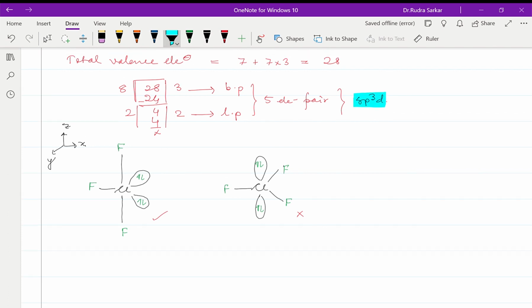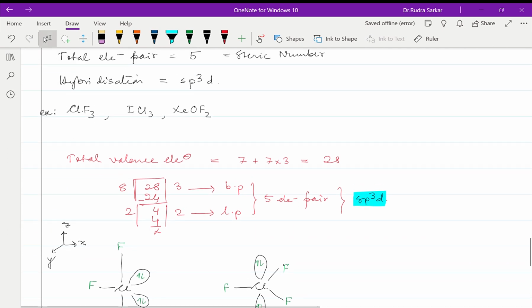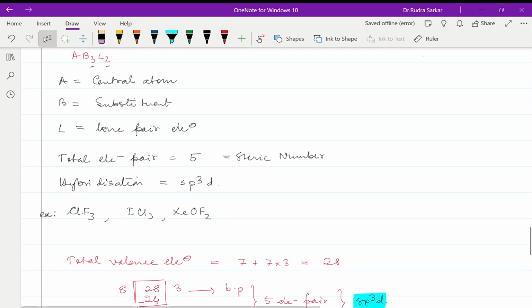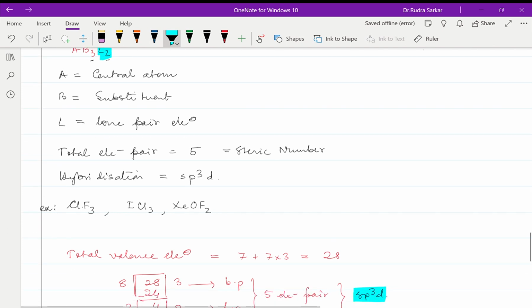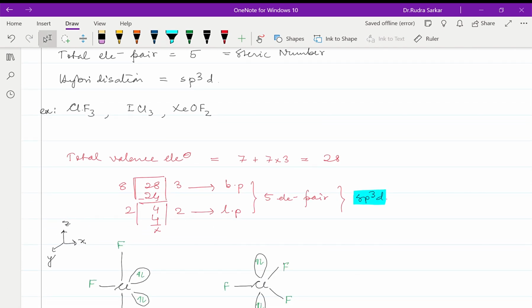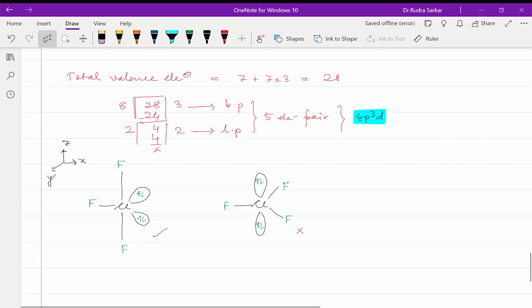Is it a regular structure? No, it is not. Why is it not? Because it has two lone pairs. So over here, geometry, which is hybridization, and shape will never be equal.